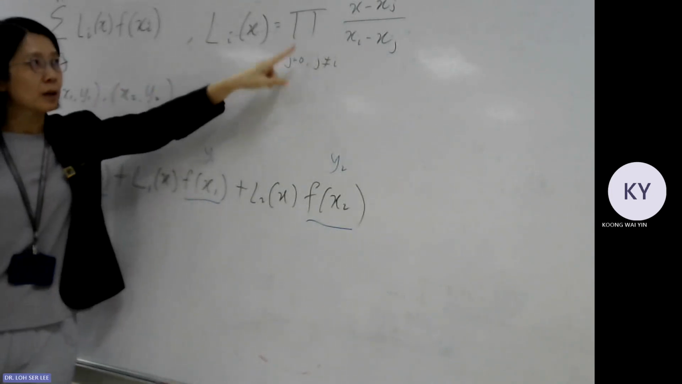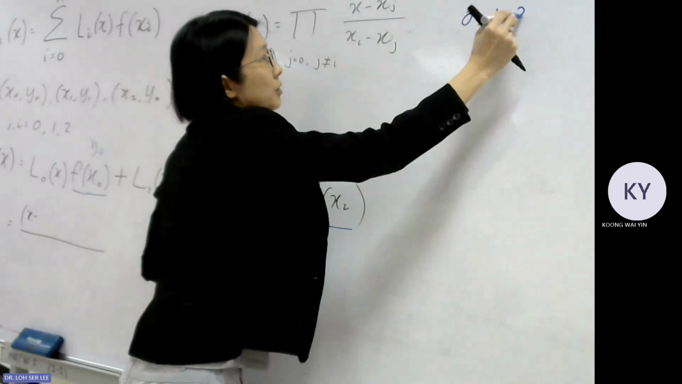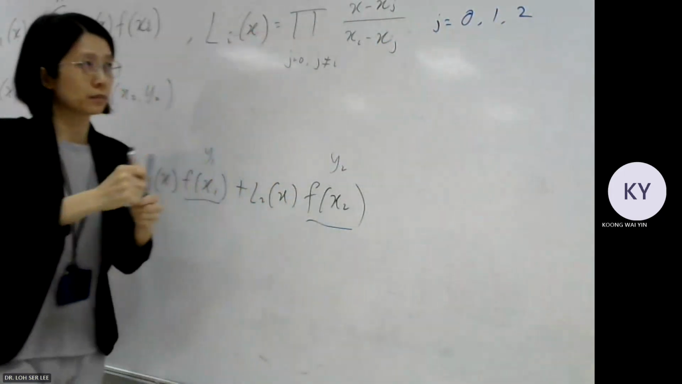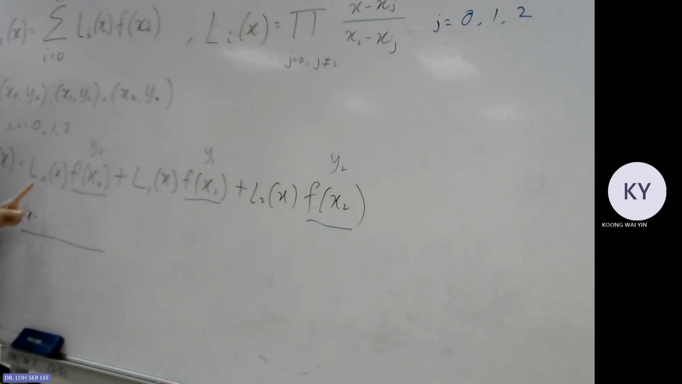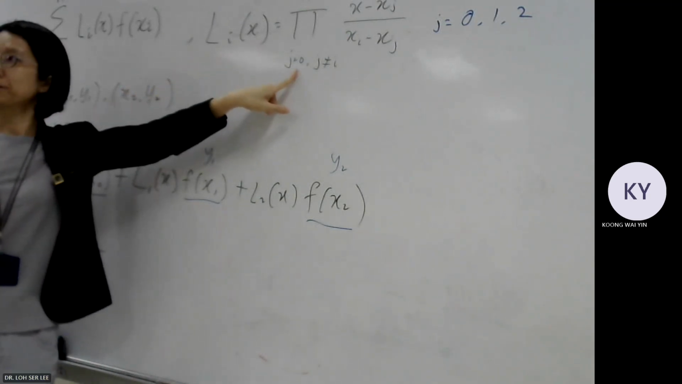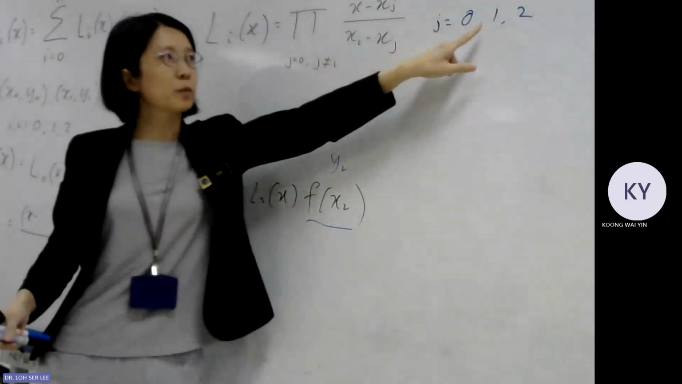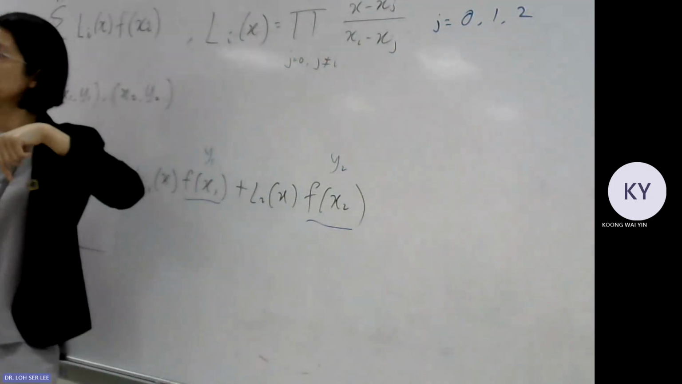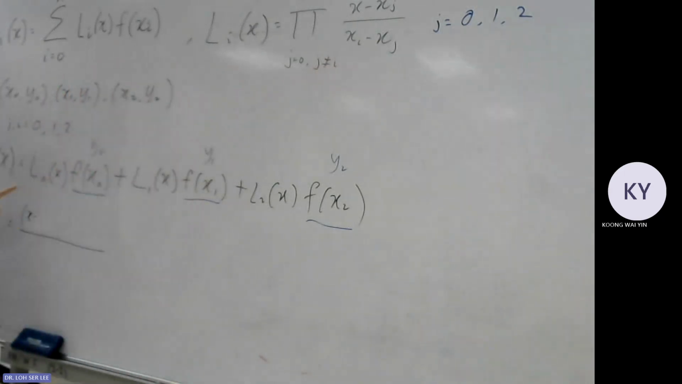j starting from 0 up to 2. We have 0, 1, 2 for your j. Okay, your i is 0 now. i is 0, so what is your j? Your j will be 1 and 2, because j is not equal to i, we are looking for L0.